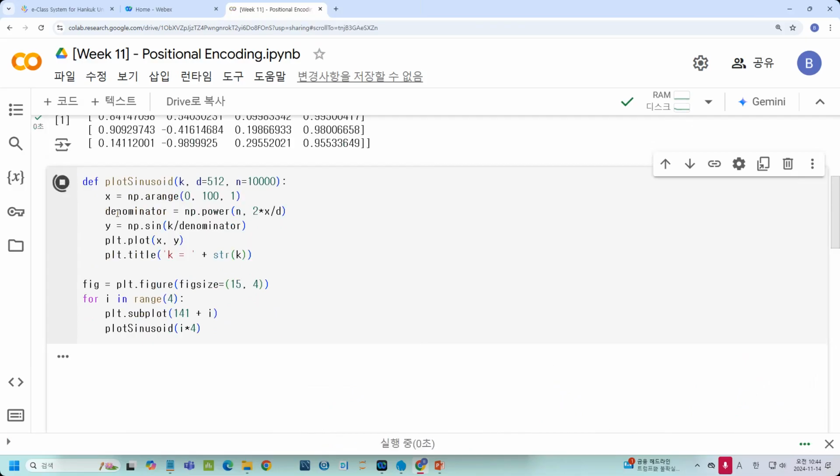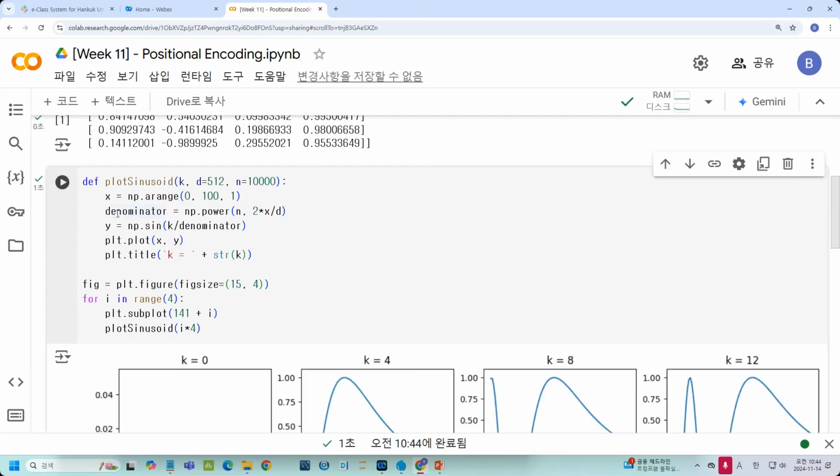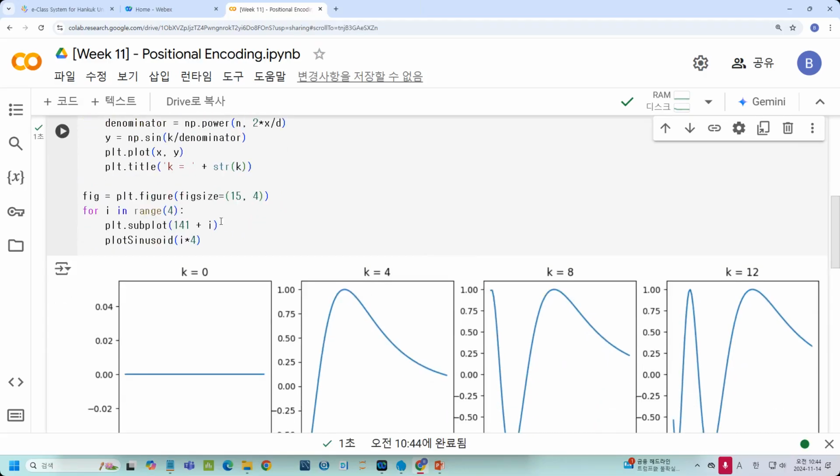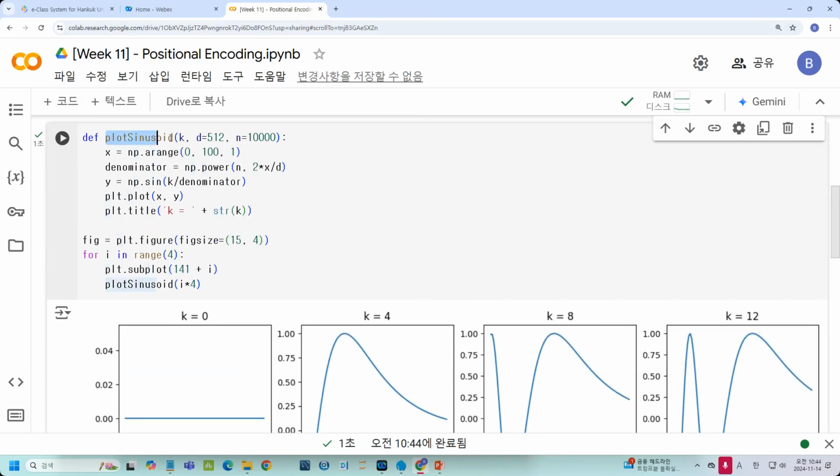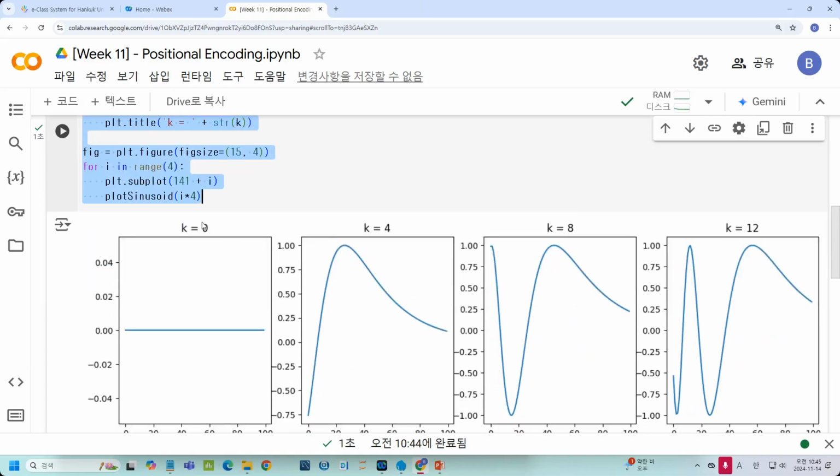So using this idea, we can do the plotting. The plotting means whenever we have the data, we want to know how much data we can generate and what the shape of the data looks like in the sine and the cosine. With the plot sinusoid, we want to check this on k, d, and n. This is from the paper. We can generate k equals 0, k equals 4 like this one, k equals 8 like this one, k equals 12 like this one.